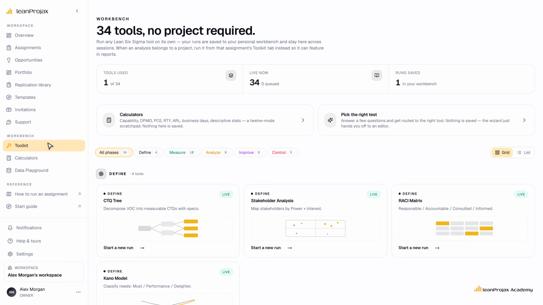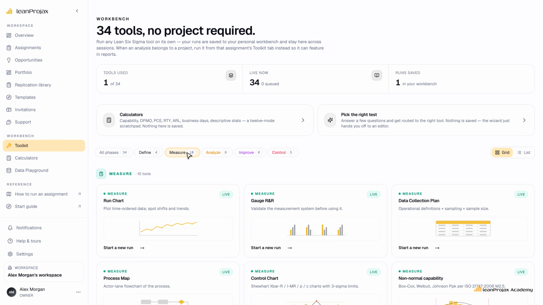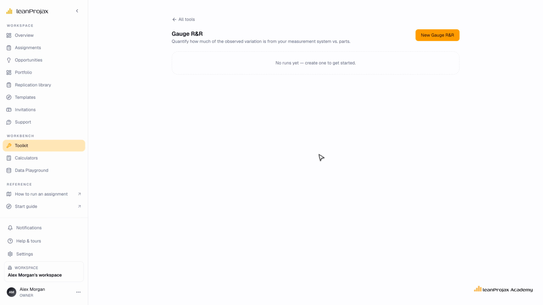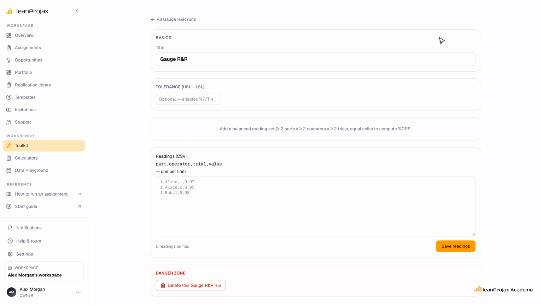Measure phase. Gauge R&R. Validate the measurement system before using it. The name stands for repeatability and reproducibility. Can one person get the same answer twice, and can two people get the same answer as each other? New run. And the hint tells us exactly what it needs. A balanced set, at least two parts, two operators, two trials, equal cells.